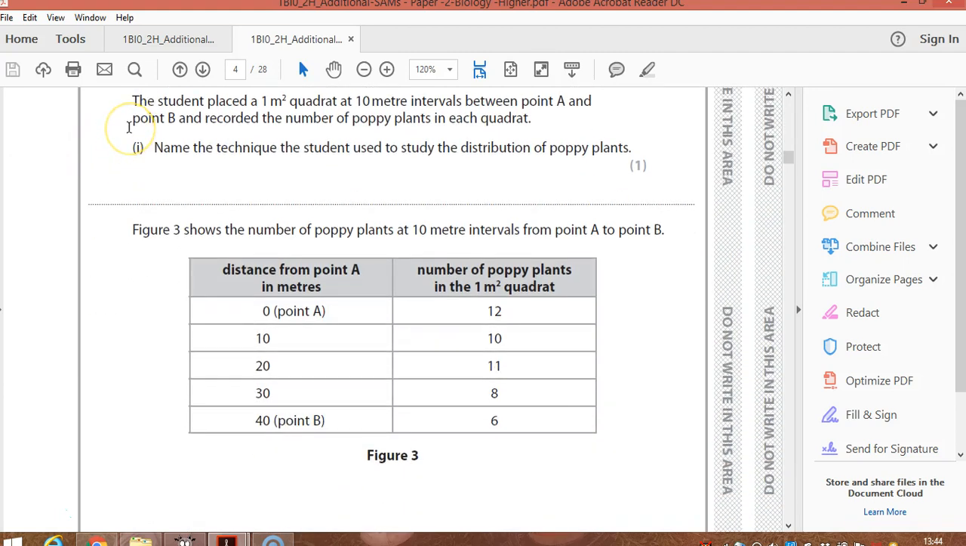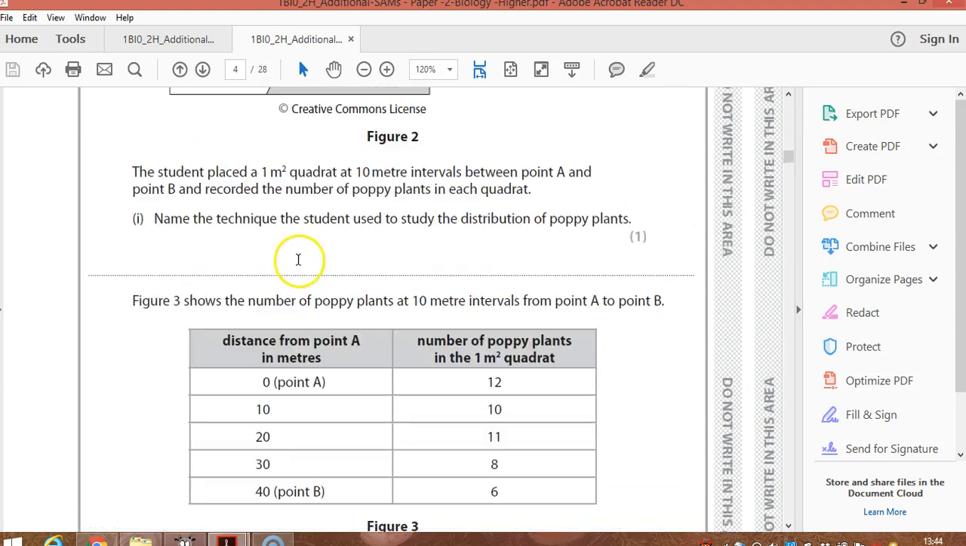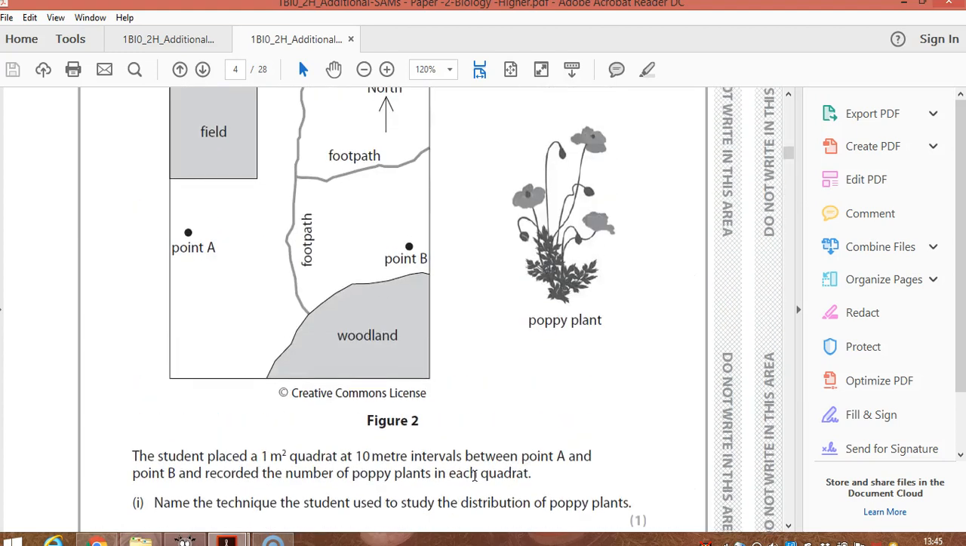Figure 3 shows the number of poppy plants at 10 meter intervals from point A to point B. So at 0, point A, there are 12. 10 meters away, there's 10. 20 meters away, there's 11. 30 meters away, there's 8, and 40 meters away at point B, there is 6. Okay, so just have a look at the map.